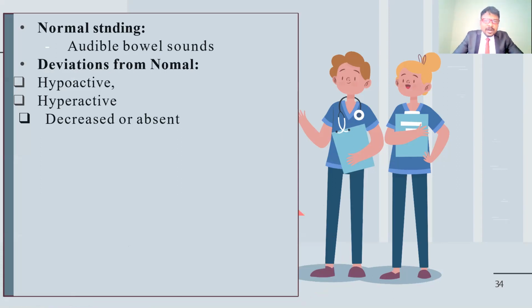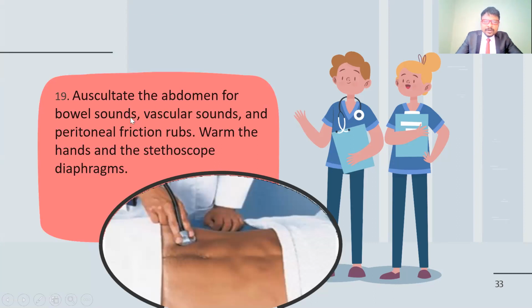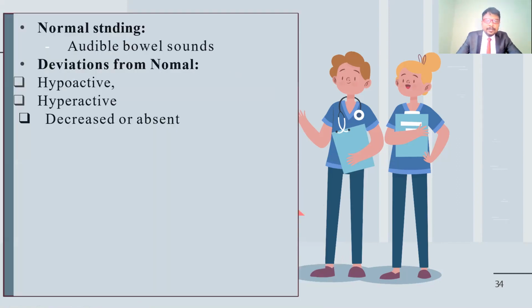The normal finding is audible bowel sounds only. Normally we hear the bowel sounds, with no vascular sound and no peritoneal friction rub. Only bowel sounds are going to be normal. If anybody hears vascular sounds and also a peritoneal friction rub, it indicates an abnormal finding, a deviation from the normal.